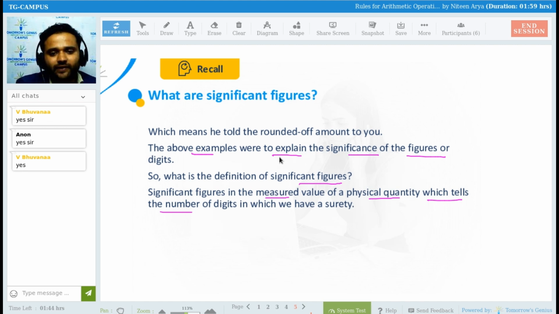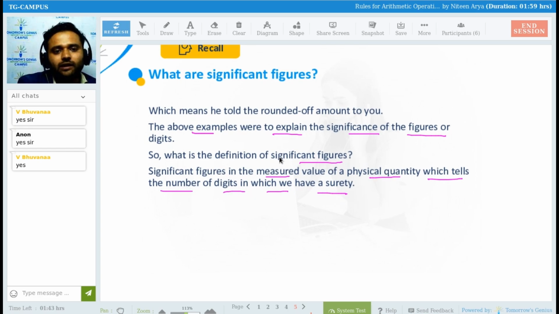In general, what is a significant figure? A significant figure is the measured value of a physical quantity which tells the number of digits in which we have a surety. Whatever amount of precision surety you have for any particular value, that is going to be the significant figure. For example, I'm giving you an example related to you.